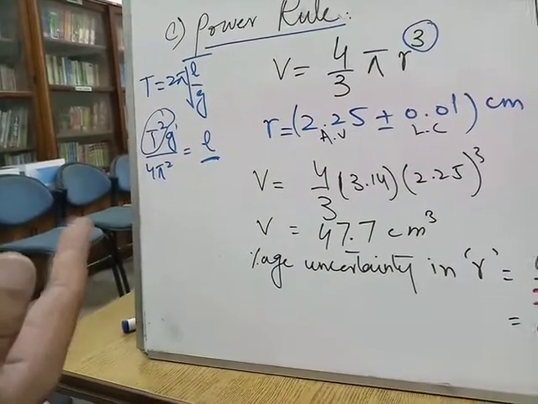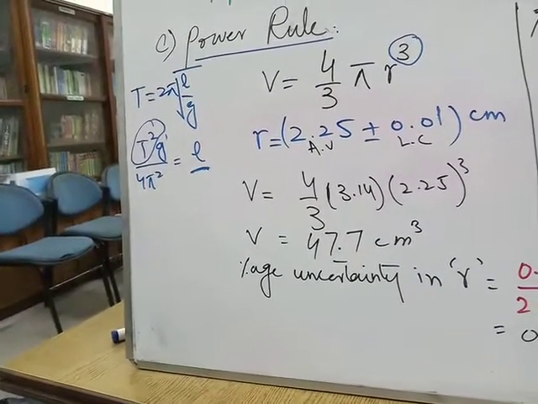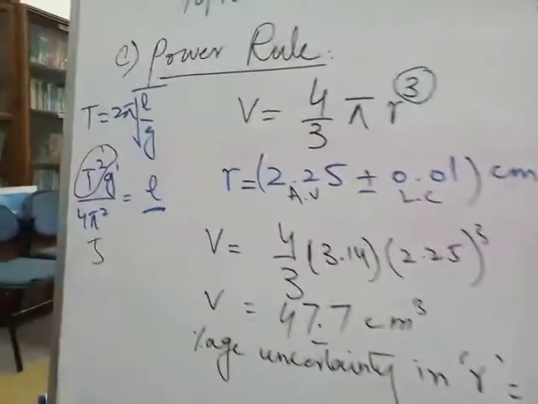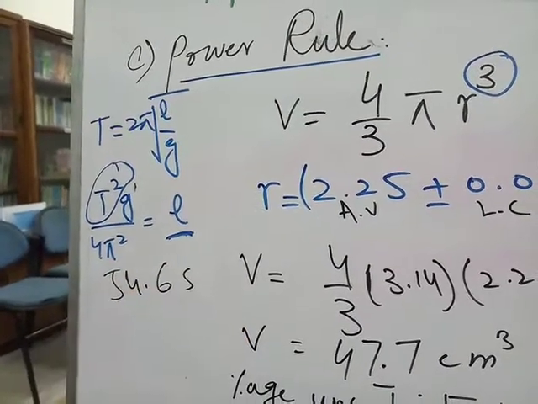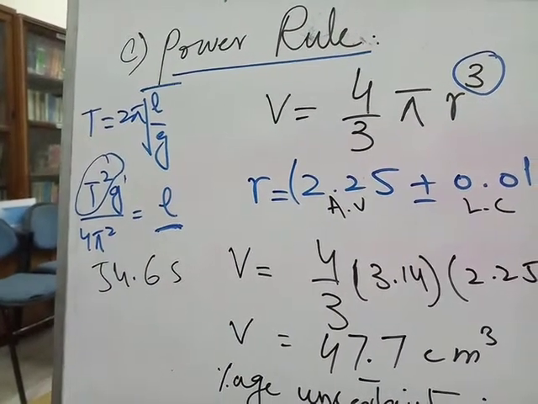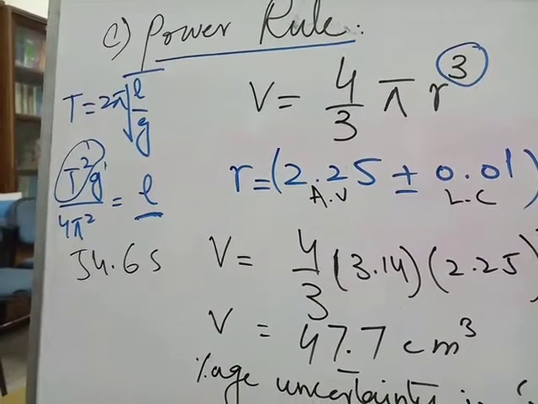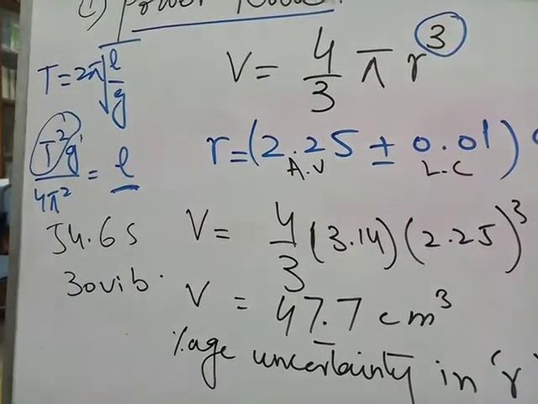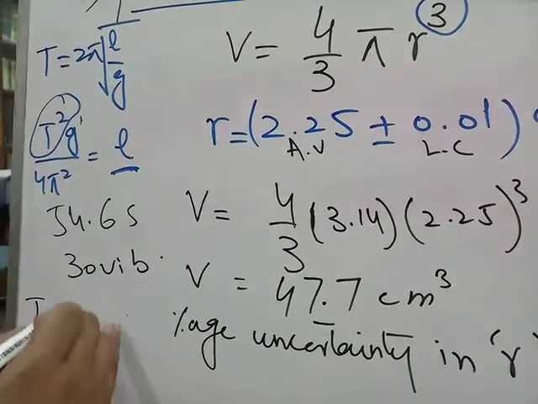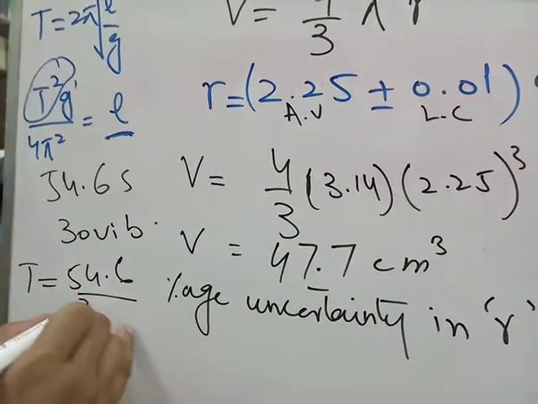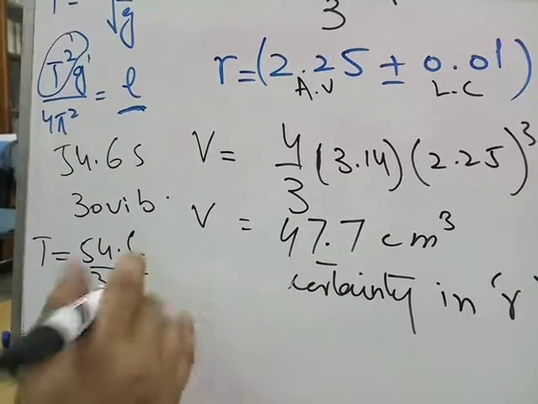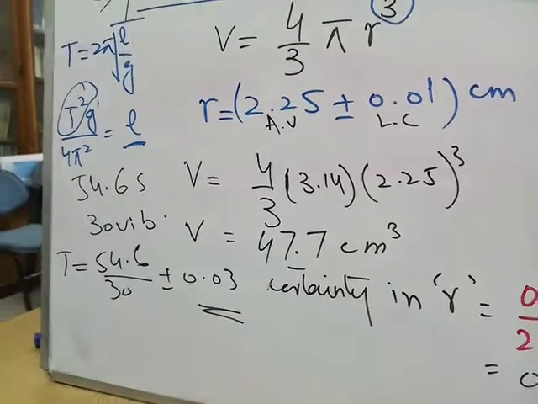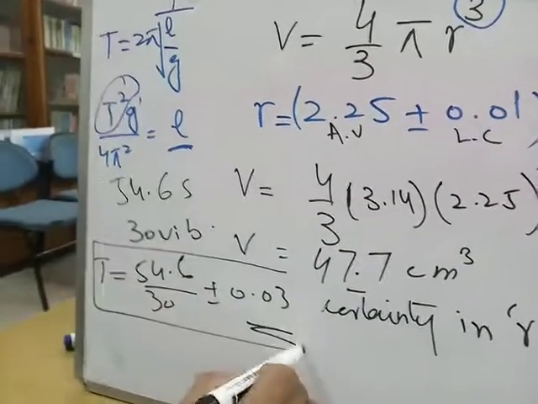In a timing experiment, let's suppose I am going to find the time period for 30 vibrations, so I solve this for one vibration. I divide the total time of vibration by the number of vibrations. For 30 vibrations, the time given by the simple pendulum is, let's suppose, 54.6 seconds. So I solve this by finding the uncertainty: 54.6 divided by 30, plus minus 0.03. This is the uncertainty in the actual value. So by this method, we can find the uncertainty.